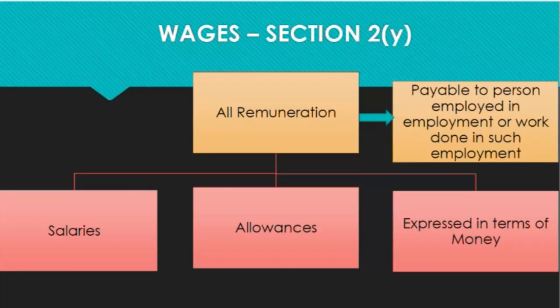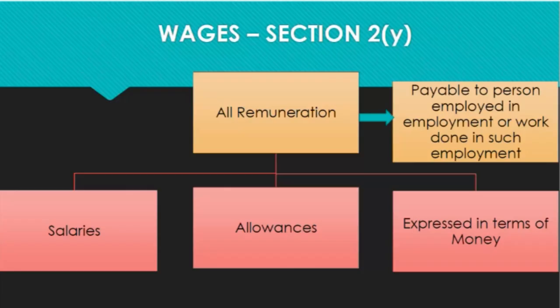So if wages are provided in kind also, if it can be expressed in monetary terms, it is called wages. So if I have worked in an organization for 30 days and instead of paying me wages, they gift me a motorbike, now it is something that can be expressed in monetary terms. I know the value, I know the price. So it can be expressed in monetary terms, so it will be regarded as wages.